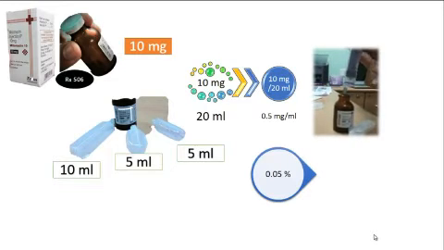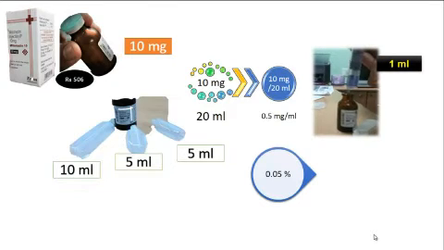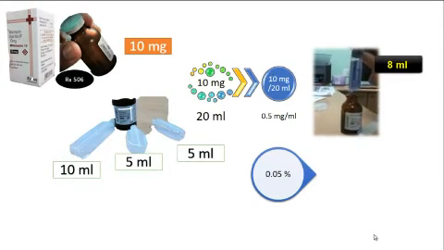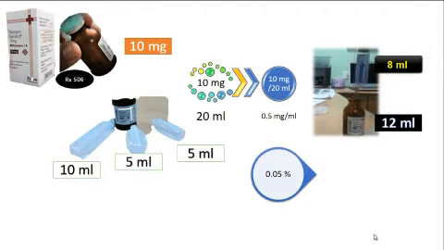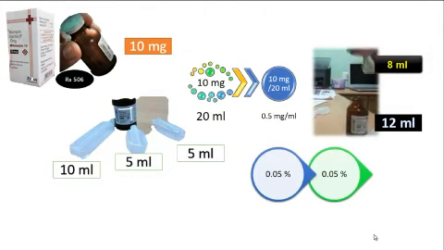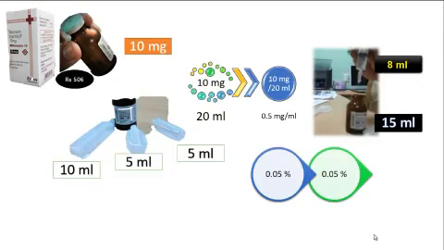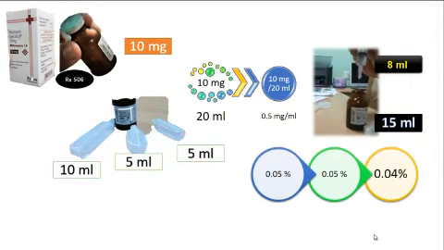From that 20 ml, we will have to withdraw around 8 ml so that only 12 ml remains in the bottle. Into this 12 ml, we have to add 3 ml of distilled water again. The 12 ml had 0.05%, making it 15 ml makes it a 0.04% solution.